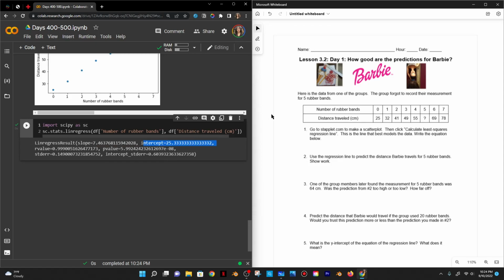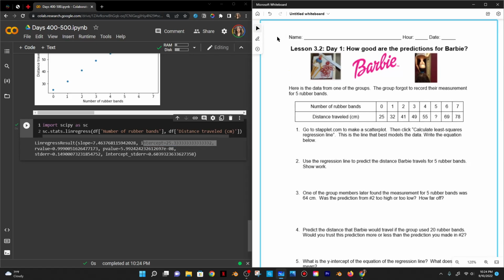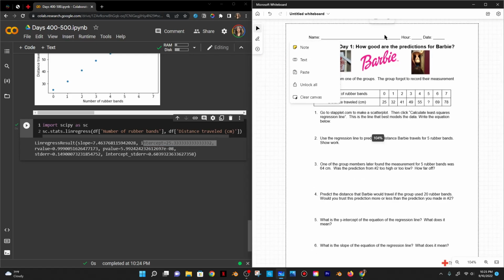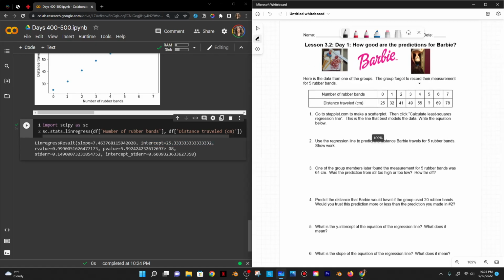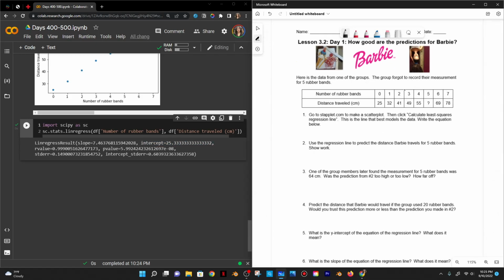So let me go to the actual doc now. Essentially, let me make sure this is locked. Okay. So the equation for a least squared regression line actually looks like this. It's y hat is equal to a plus bx, where a is the y-intercept and b is the slope. So in this case, I'm just going to round to 4 decimal places for the sake of simplicity.